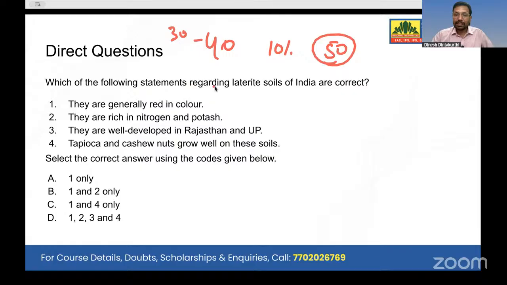Now, which of the following statements regarding the laterite soils of India are correct? Obviously, if you take a soil, you need to remember how many states it covers. That is very, very important. And if you can find the reason behind the soils, you will never forget it. They are generally red in color. They are rich in nitrogen and potash. They are well developed in Rajasthan and UP. And tapioca and cashew nuts grow well on these soils.